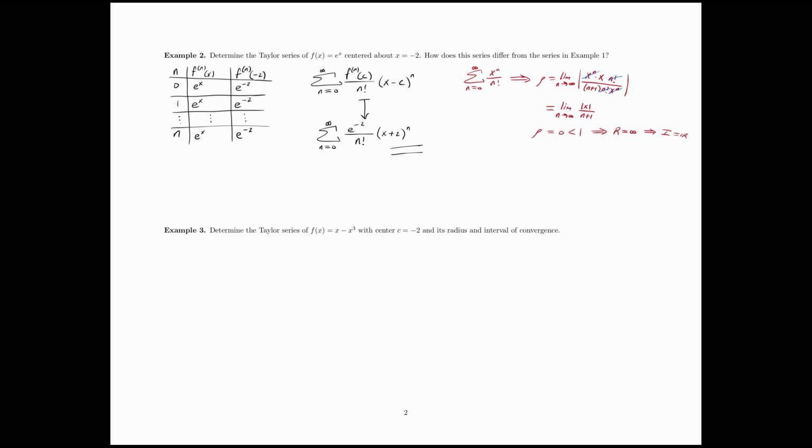Okay, example 3. Determine the Taylor series of f of x equals x minus x cubed with center, again, c equals -2, and then determine its radius and interval of convergence. So this is a little bit of a trick question, so to speak.